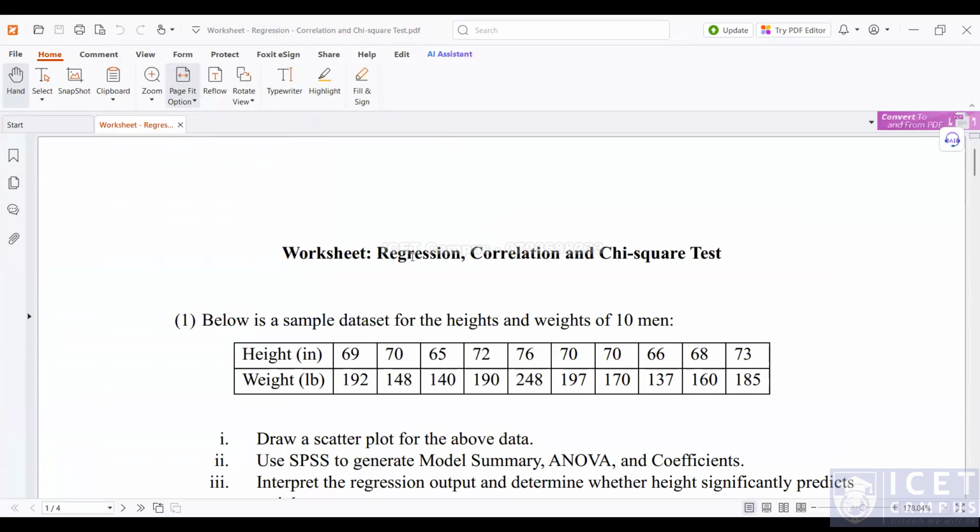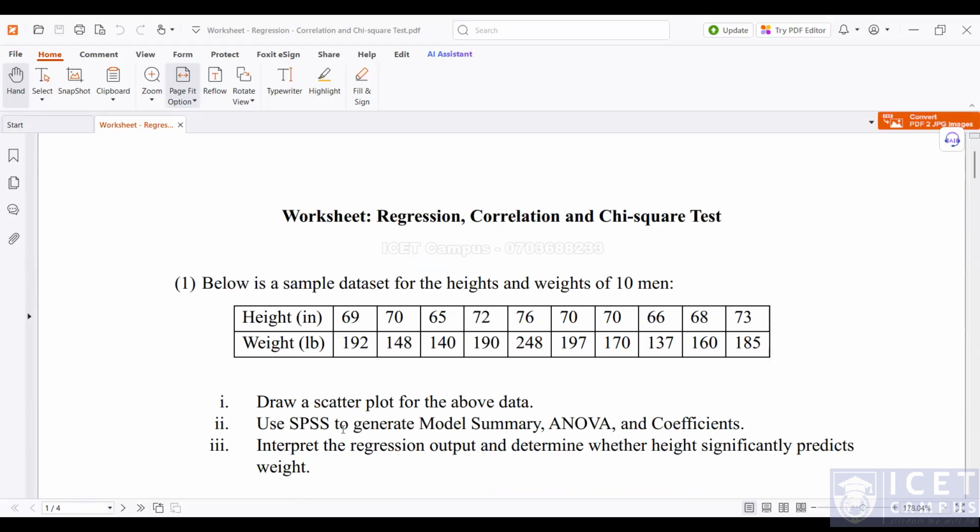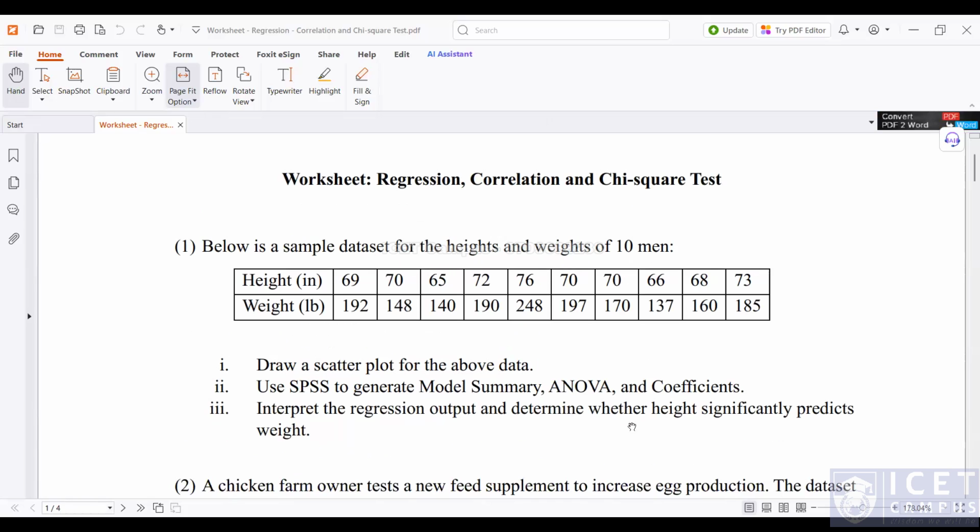Below is a sample data set of heights and weights of 10 men. So heights and weights are given here. Draw a scatter plot for the above data. Use SPSS to generate the model summary, ANOVA and the coefficients. Interpret the regression output. Determine whether height significantly predicts the weight.